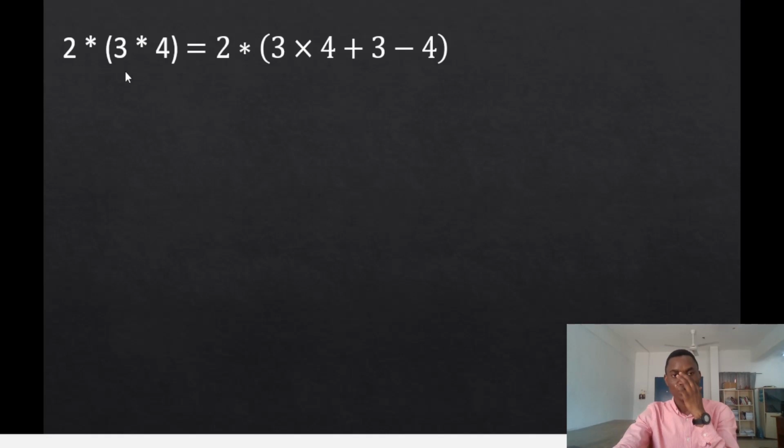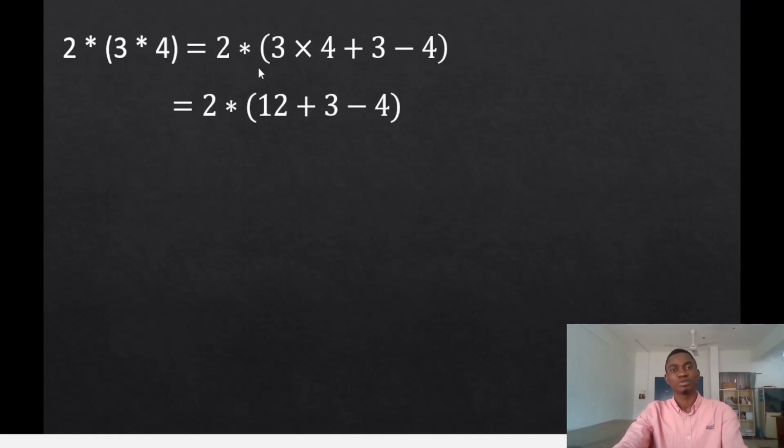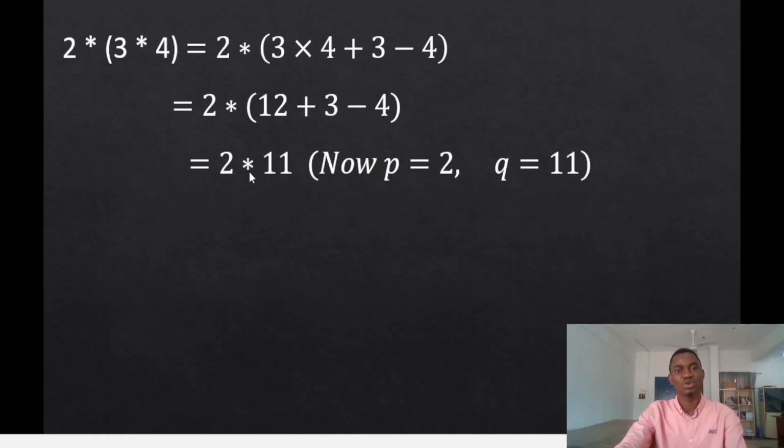Okay, so 2 operated on open bracket, 3 operated on 4 is equal to 2 star. Of course, our P is 3 and our Q is 4. So at this point, we'll have 3 times 4, that is PQ, plus 3, which is P, then minus 4, which is Q. So 3 times 4 is 12, then plus 3, minus 4, and that gives us 2 operated on 11. As you can see, very simple.